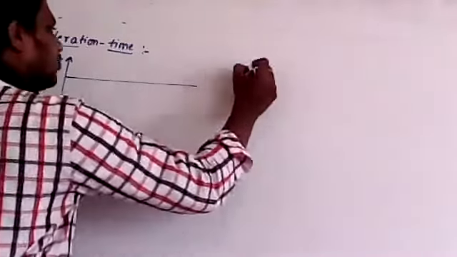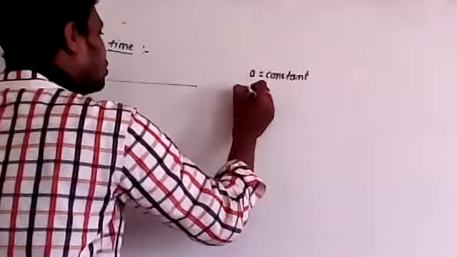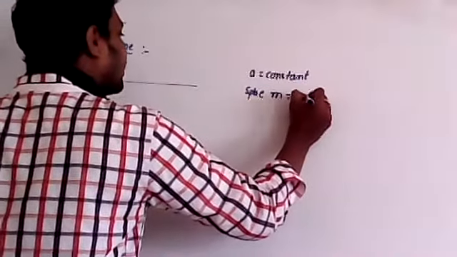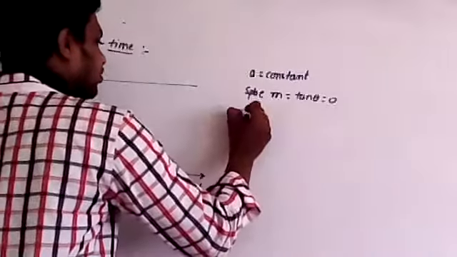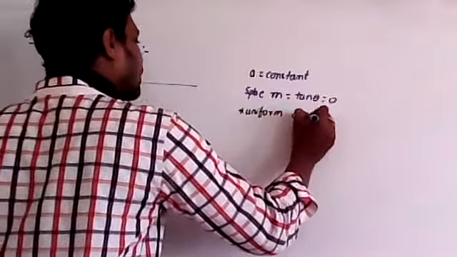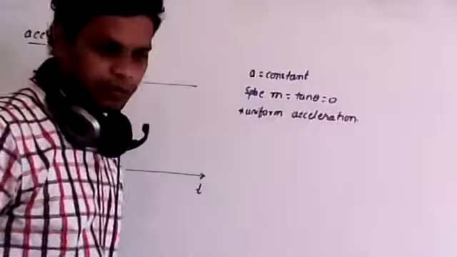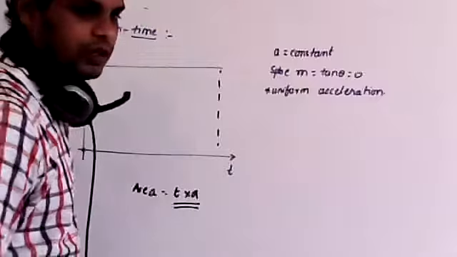Are you clear? Now remember, here acceleration is equal to constant and slope is 0. Slope m is equal to tan theta, that is equal to 0. Here a is equal to constant means this is said to be uniform acceleration. I hope you understood this point. So just draw the graph, then I'll go on.